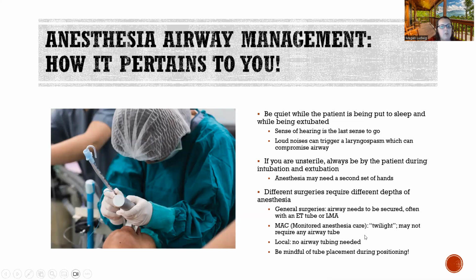Sometimes in local cases, depending on what it is, anesthesia may not even be in the room. Okay, I've seen that happen. The patient would still be monitored by the circulator, should still ideally be hooked up to EKG just in case something happens, and pulse ox. But those are the three main types of anesthesia. And when we're talking about airway management, we're most often referring to general surgery. Okay, and like I said before, be mindful of tube placement during positioning. You never ever want to compromise the patient's airway or tube.